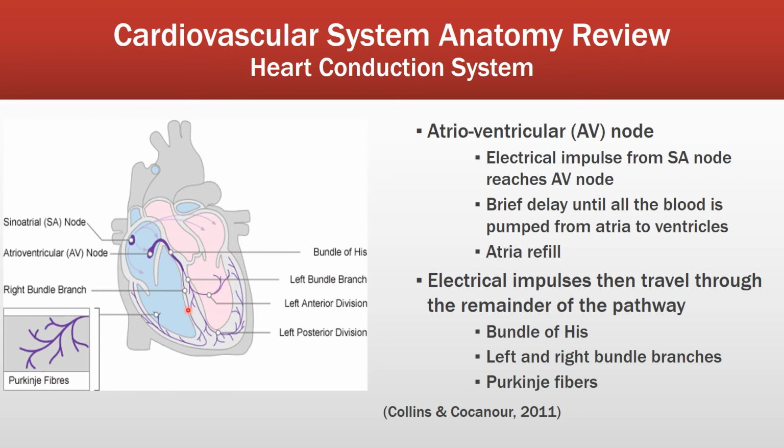You've got the bundle of His over here. You have the left and right bundle branches over here, and the Purkinje fibers all the way down here. And all these offshoots cause the ventricles to contract. So we're going from sinoatrial node to the AV node to the bundle of His to the left and right bundle branches, and then to the Purkinje fibers.